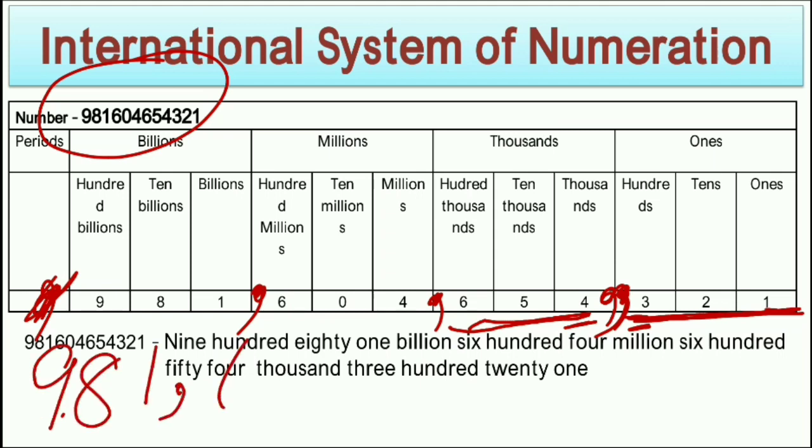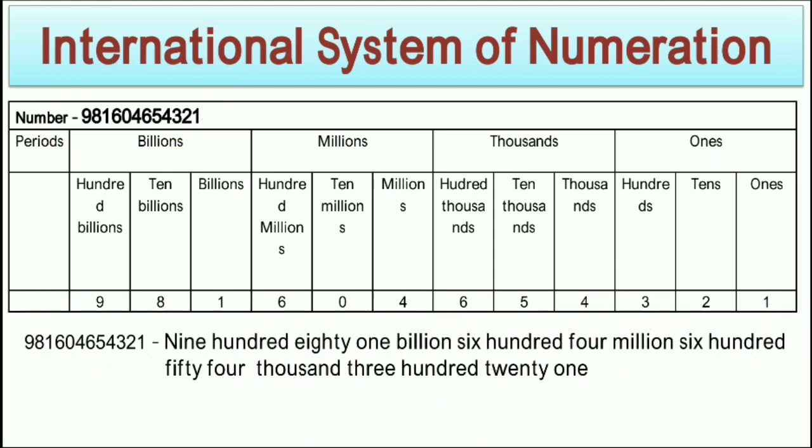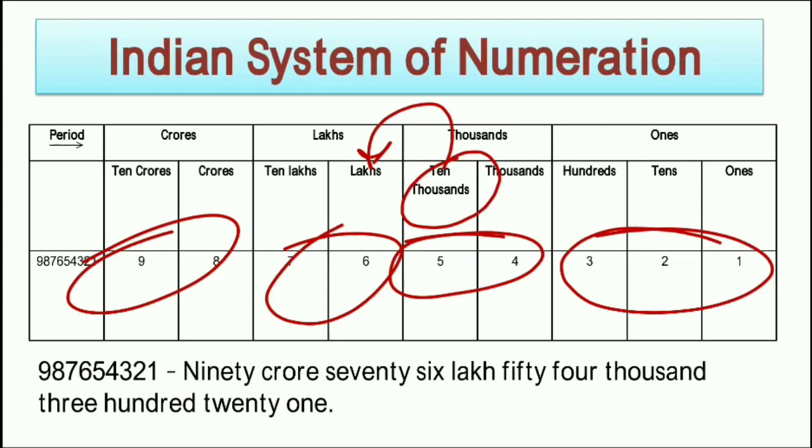981, then comma, 604, then comma, 654, then comma, 321. Okay, commas are placed to separate the periods. In the Indian system also we'll do the same thing. Okay, let me show you.